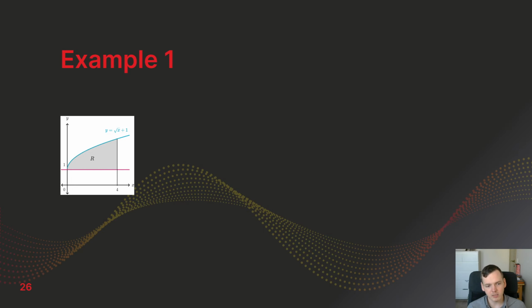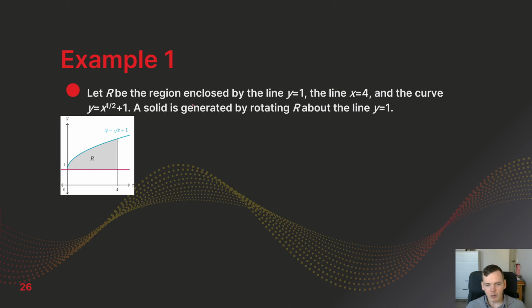So now let's look at an example where things get a little more complicated. Let R be the region enclosed by the line y equals 1, x equals 4, and the curve y equals x to the 1/2 plus 1. The solid is generated by rotating R about the line y equals 1. So first thing we've got to do is imagine what this looks like. Well, it's going to look something like this when I rotate it.